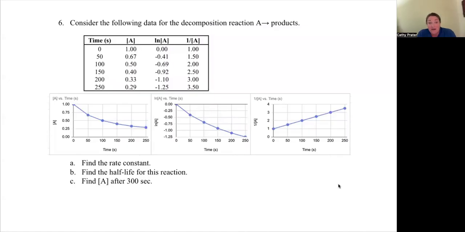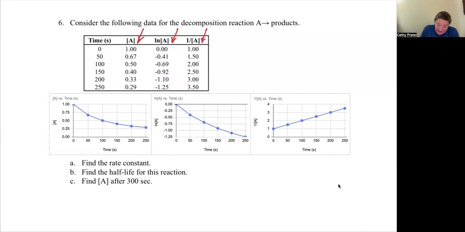For number six, we're given a mess of data where we have concentration versus time. We've generated ln concentration and 1 over concentration versus time graphs. And from these graphs, we first need to decide what order this reaction is overall. Once we know what order it is, then we know what set of equations we can apply.